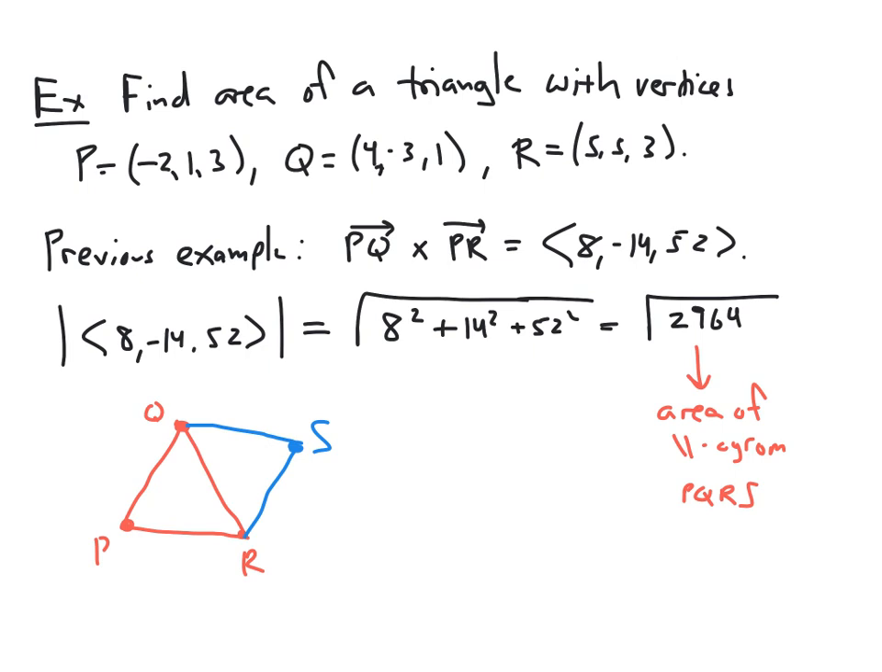And now by looking at the picture, we see that the area that we want, the area of the red triangle, is exactly half of that parallelogram. So the area of the desired triangle PQR is 1/2 of this square root value. So it's 1/2 times the square root of 2,964.